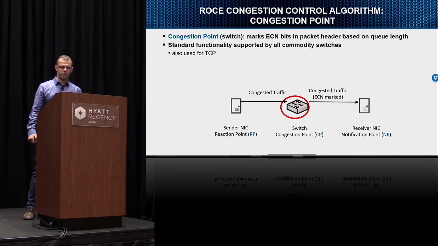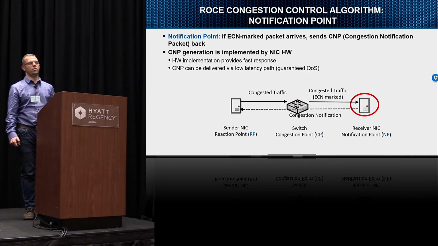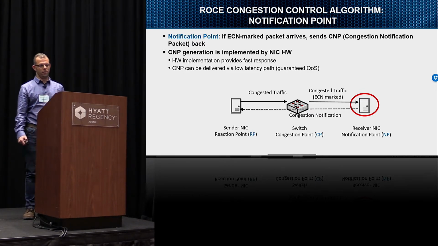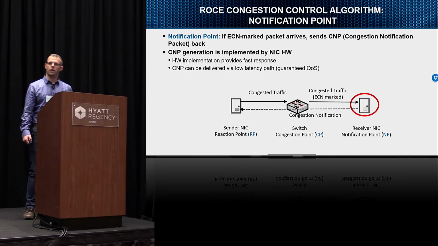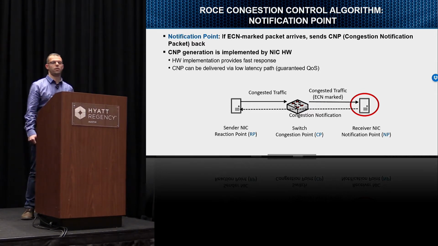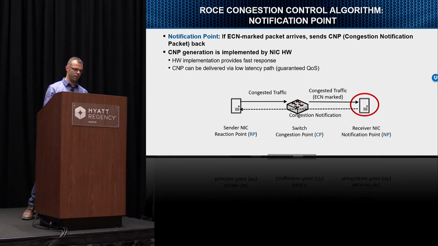So the marked packet, the packet is marked in the switch and traverses to the receiver NIC, which is called the notification point. The notification point, in its turn, when it receives an RDMA RoCE packet with ECN marked, will create and send a CNP, which is a congestion notification packet, back to the sender to indicate the congestion on the route. In the ConnectX-4 card, the CNP generation is implemented by NIC hardware, which provides a very fast response from getting the ECN marked packet and sending the CNP.